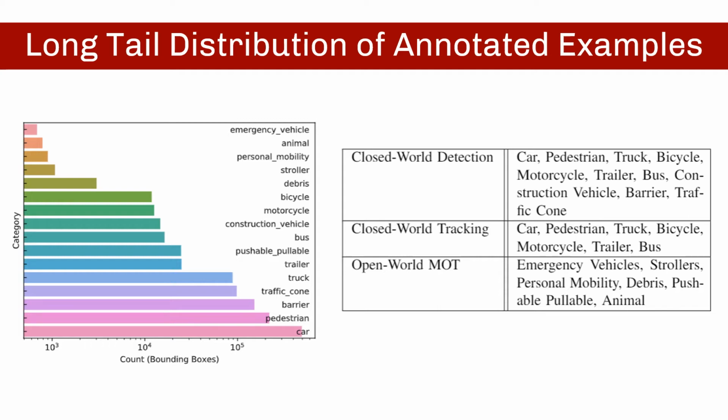As a result, many datasets, including nuScenes, simply disregard these less prevalent categories and only evaluate detection and tracking on commonly seen categories. We're interested in specifically exploiting the annotated but never used in training or evaluation classes, such as emergency vehicles, strollers, personal mobility, debris, and animals, to understand how we can explore open world detection and tracking in the context of existing datasets.